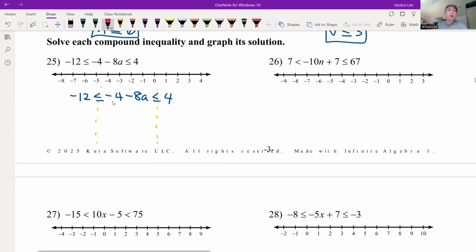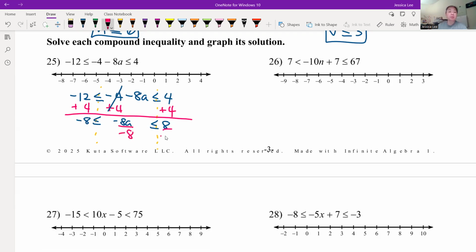And so again, if you look at just the inside, that's where the a is. And I have a -4, so I'm going to have to add 4. So instead of adding 4 to both sides, we have to add it to all 3 sides. So do you see the third side like that? We have the left, the right, and the middle. Okay? Because we're kind of doing things simultaneously. So -12 plus 4 is going to be -8, less than or equal to -8a. That's going to be less than or equal to 8. Right? And then we have a -8a, so we're going to divide by -8 on all 3 sides.